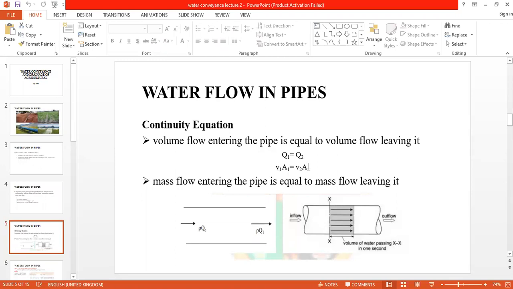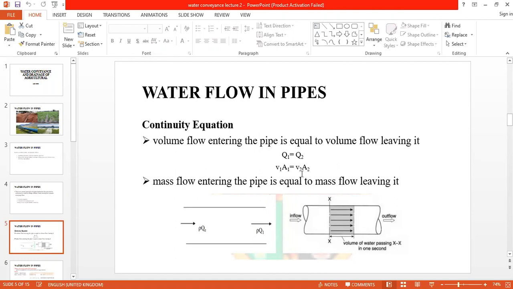So what it simply means here is that if you have water moving at a certain velocity in your pipe, and then at the end of the pipe you decide to reduce the radius or the diameter of your pipe, meaning that the pipe has become smaller.